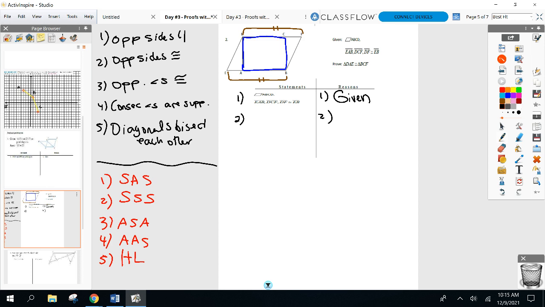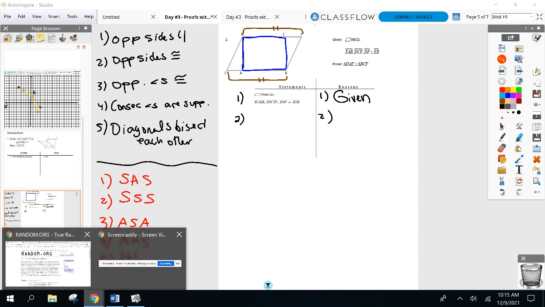Hopefully you can find a pair of sides or angles just using a parallelogram property. That's not parallel. Not the whole thing. So it's highlighted there. Okay, let's get back.